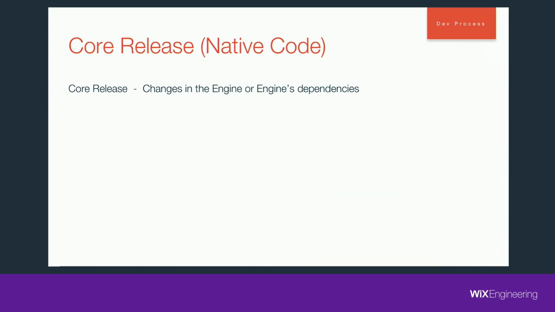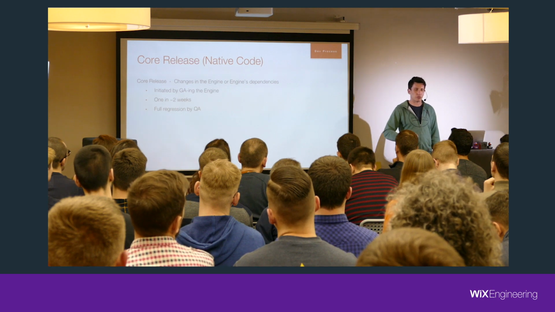Of course, if we want to change the native code, we need to change the engine. In that case, we release an engine version once every 2 weeks, containing all the changes in the native code and also all the updates that we want to make in our libraries. And then in that case, we will do a full regression by QA because it's changes in the infrastructure and it's going to affect everything. So we have to do a full regression.